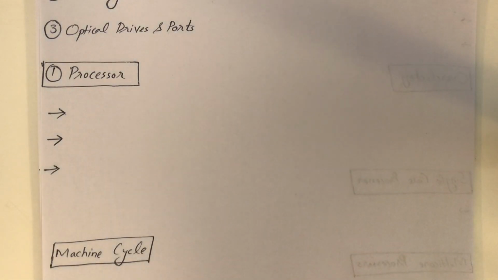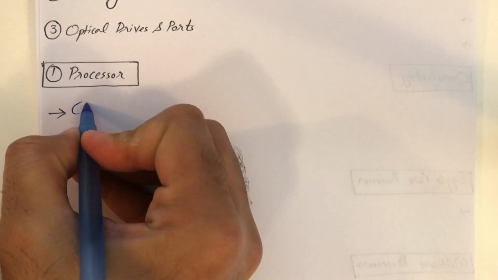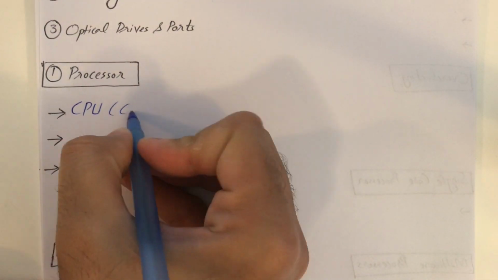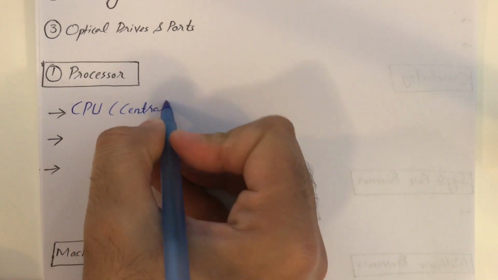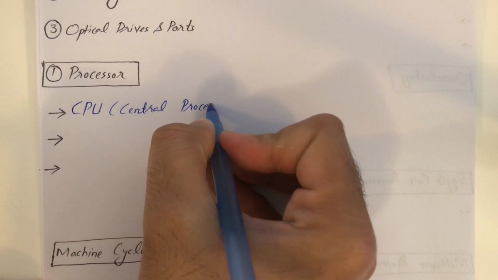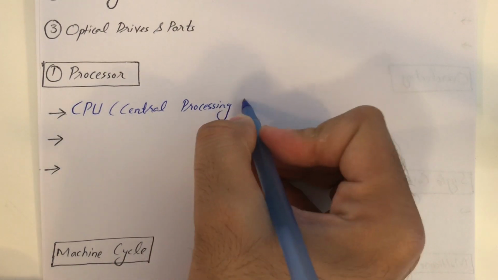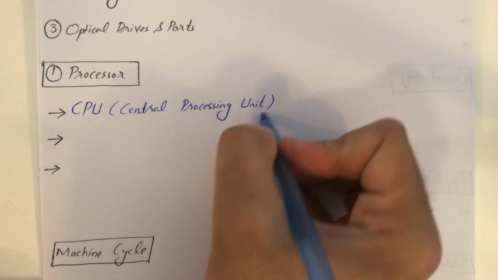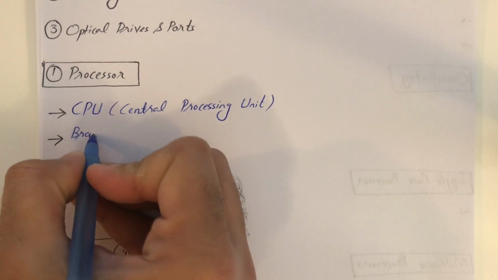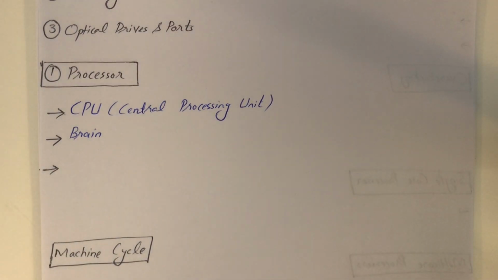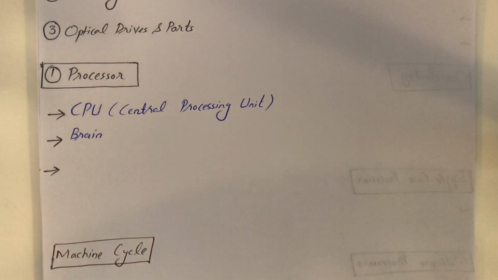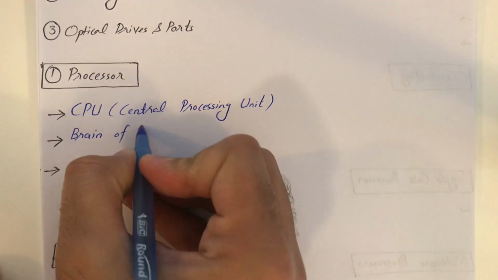Processor, or we call it CPU. CPU stands for Central Processing Unit. So CPU is basically the brain of computer. The main, or you can say most important component of computer is processor, CPU, and it's also called brain of the computer.